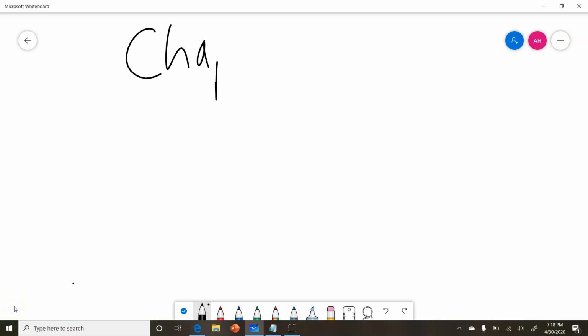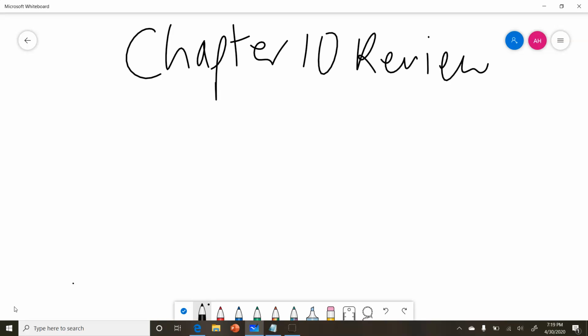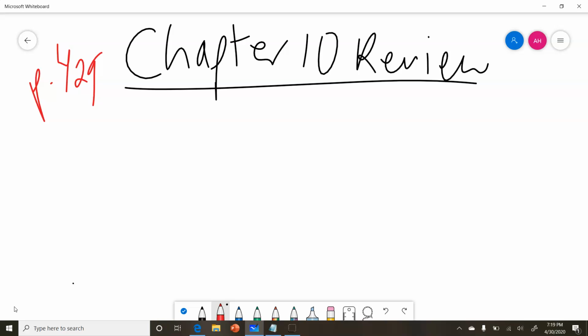Today we are on our Chapter 10 review part 2. So stay tuned, and I'm going over some of the homework problems. This is on page 429. I am doing some of the homework problems as our review. So if you do them with me or write them on a separate sheet of paper, then you can copy them over when you turn in your homework. That'll be super helpful.